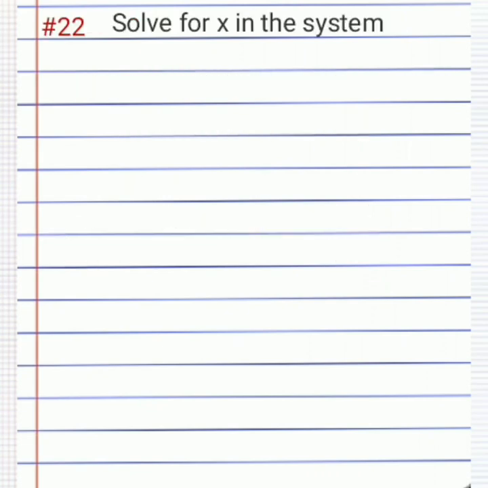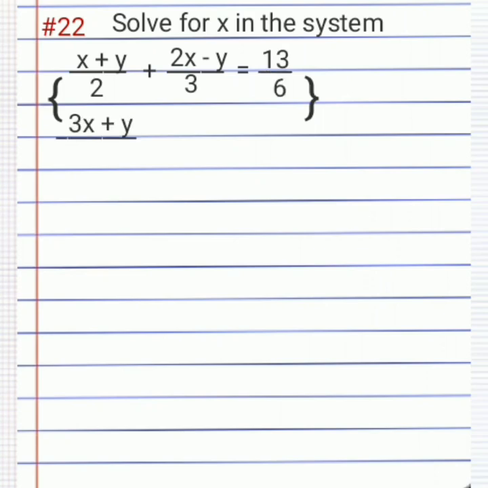Solve for x in the system. (x plus y) all over 2 plus (2x minus y) all over 3 is equal to 13/6, and (3x plus y) all over 3 plus (x minus y) all over 4 is equal to 29/12.